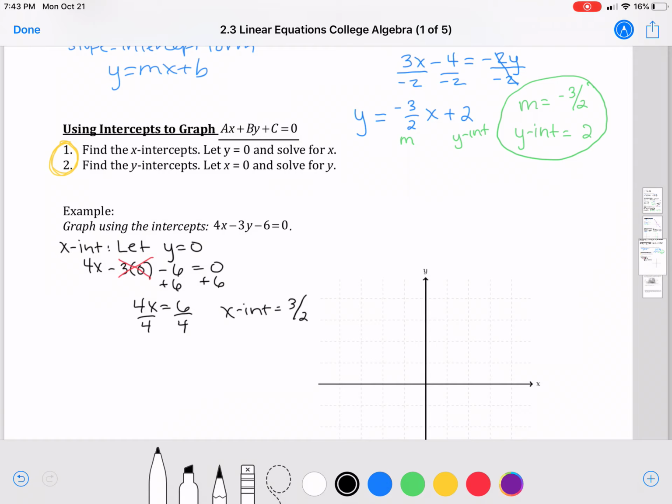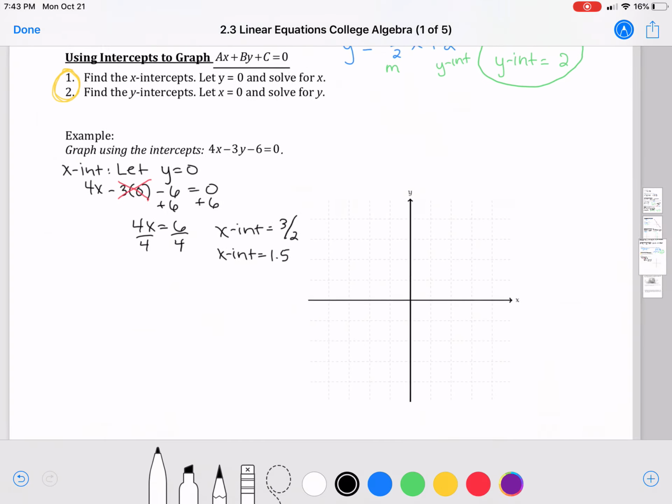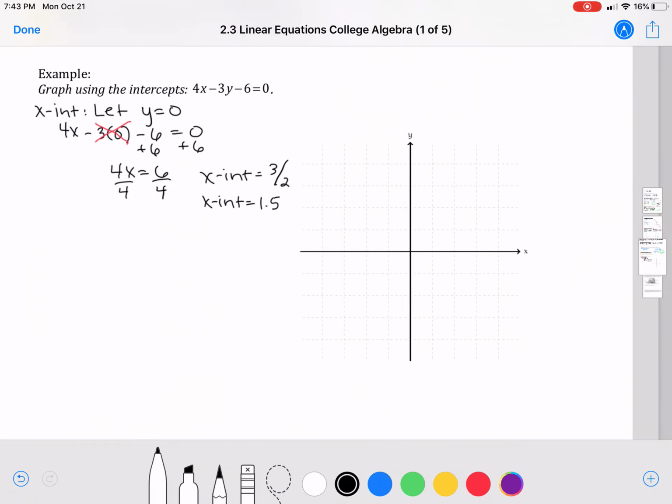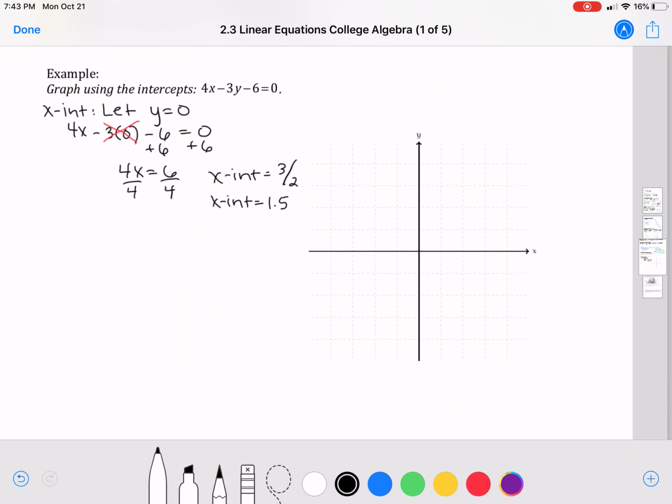Or since we're going to be graphing, we could say our x-intercept is 1.5. I don't personally care if you write it as a fraction or a decimal. Make sure when you're doing your homework, though, you are reading the directions underneath to determine how it wants it written. So our x-intercept is 1.5, so we're going to go to the x-axis and put our first point halfway between 1 and 2.